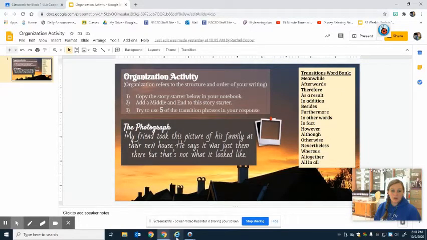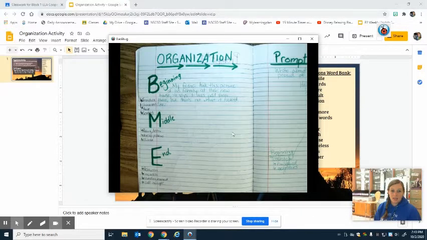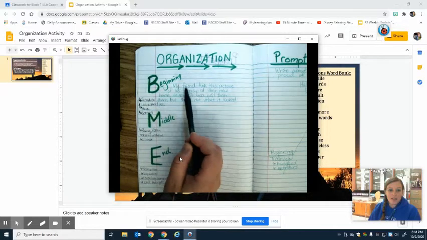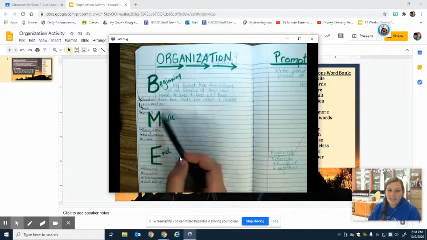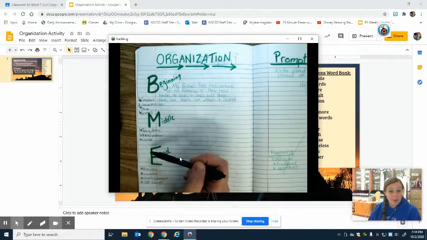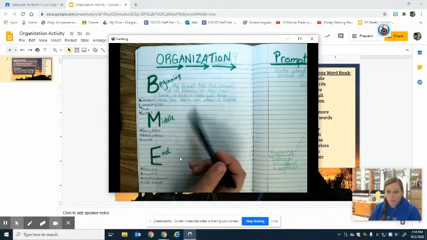So now that I know my task, I'm going to go to my notebook and I'm going to write out the beginning story starter and then add the middle and the end. So the story starter says, my friend took this picture of his family at their new house. He says it was just them there, but that's not what it looked like. Dun, dun, dun.